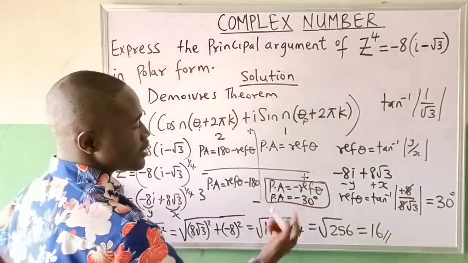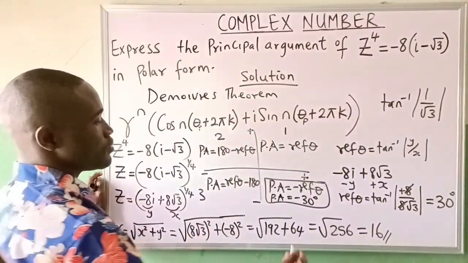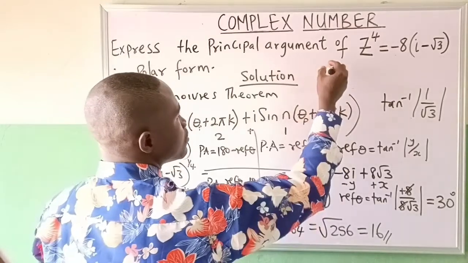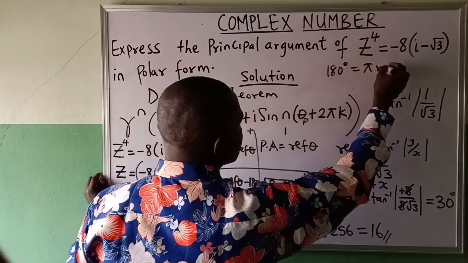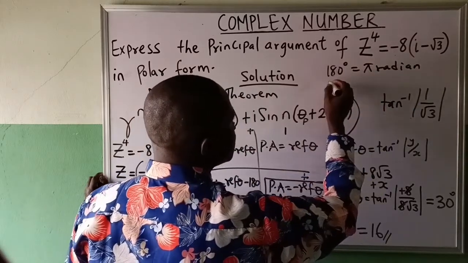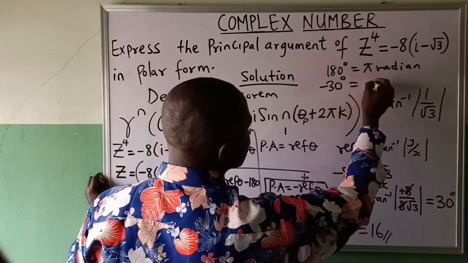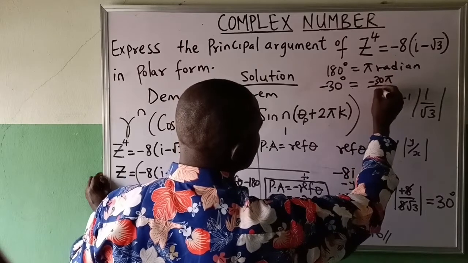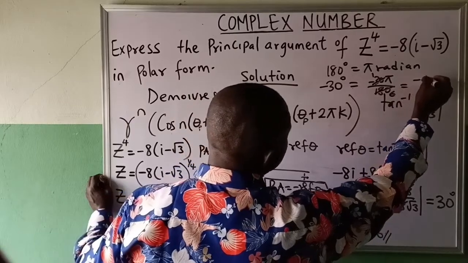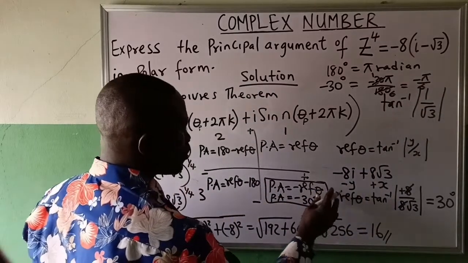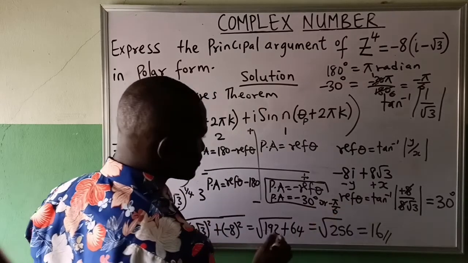Now, since it is in degrees, you can also convert it to radians. You will now say that 180 degrees is equal to pi radians. Then minus 30 degrees will be equal to, cross multiply, minus 30 pi all over 180. This here 1, this here 6, equals minus pi over 6. So that means this is minus pi over 6.